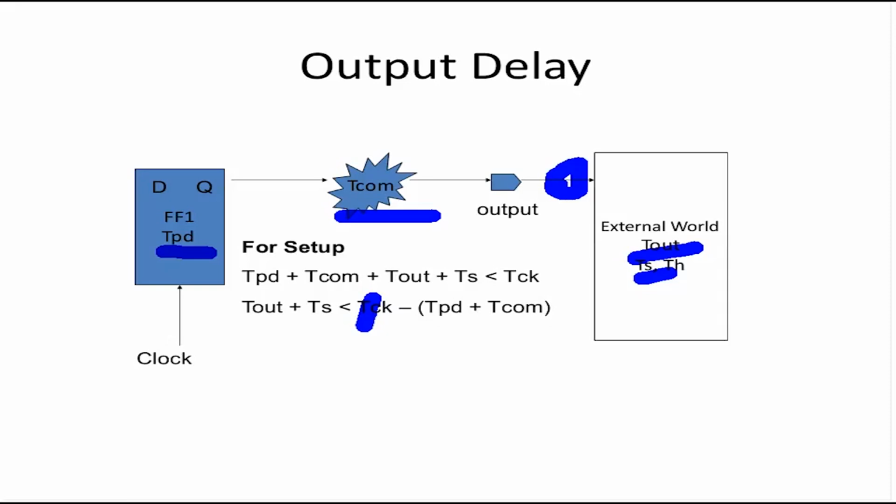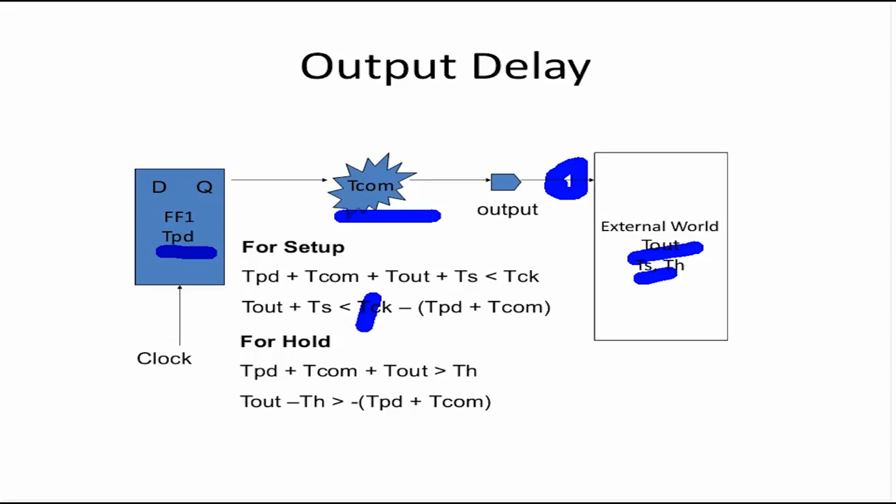Hold is much more interesting and slightly complex. Now for hold, what is the path delay? TPD plus TCOM plus Tout, same thing, path delay is the same. It should be greater than TH. This is the equation, right? I will rearrange. TH is what I don't know, so I'll take TH to the left hand side, so Tout minus TH. On the right hand side, I'll have minus TPD plus TCOM, right?